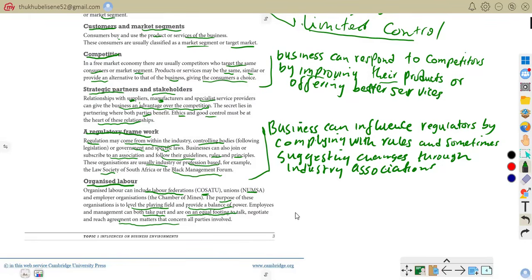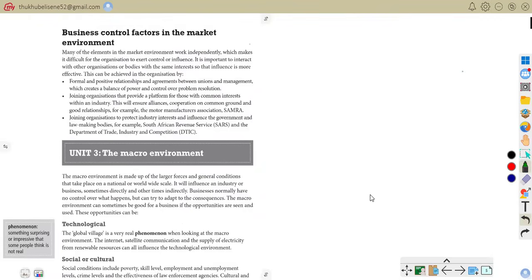So that's when we're talking about the unions, okay? Business can maintain positive communication with unions to prevent strikes and resolve disputes peacefully. So here we are talking about both parties making sure that there is peace and a good relationship. So now let us move on.